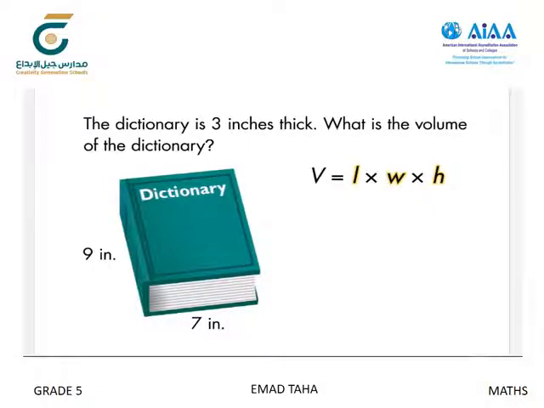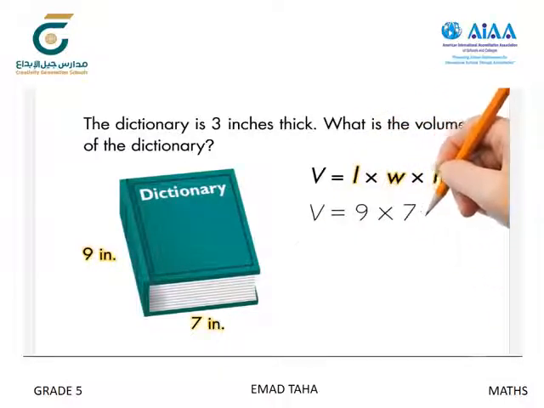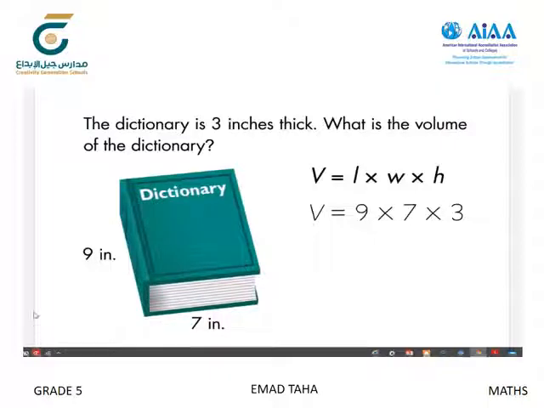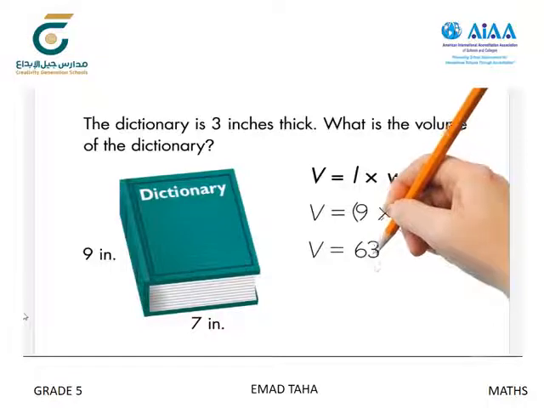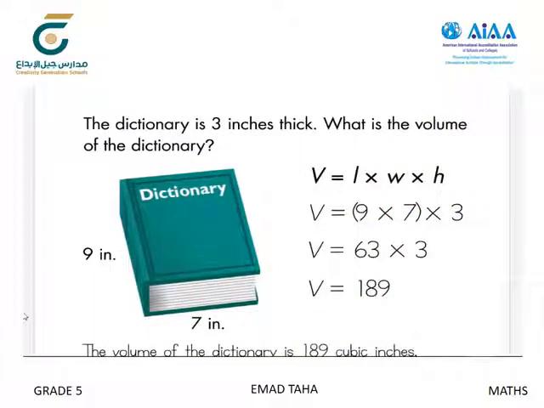From the picture, students should find the length, L, is 9 inches, and the width, W, is 7 inches. From the problem text, they should find that the height, H, is 3 inches. They are now ready to multiply to find the value of V. Listen and look for other students who write the formula and correctly substitute all 3 dimensions. Then they multiply to find that the volume of the dictionary is 189 cubic inches.